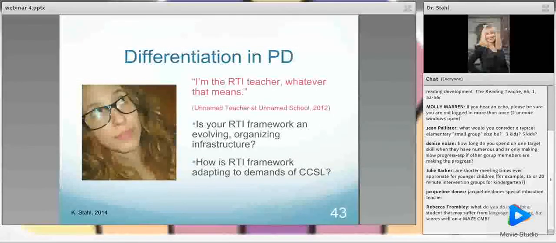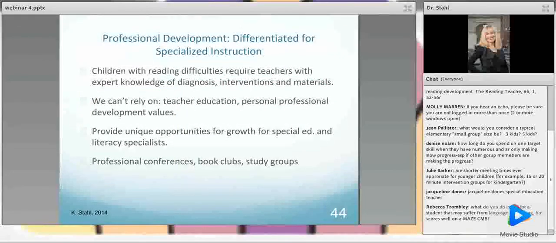So as a school, though, we must be responsible. Is your RTI framework an evolving, organizing infrastructure that's helping you to meet the needs of the Common Core? If not, your school team needs to figure out what needs to happen to enable your school to give the children the differentiated, specialized instruction that is needed.